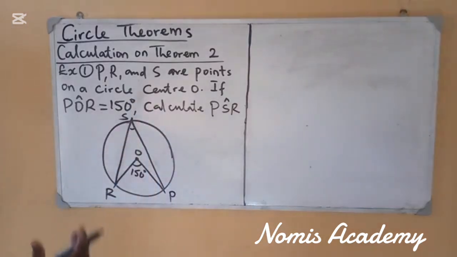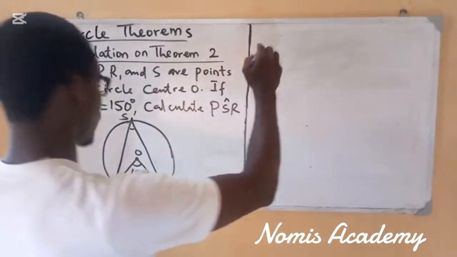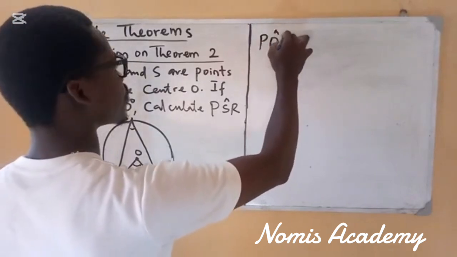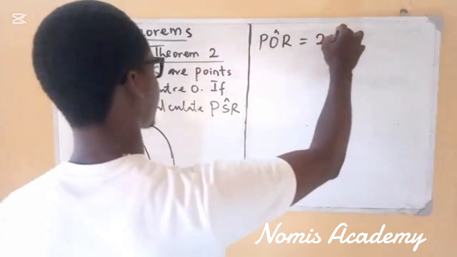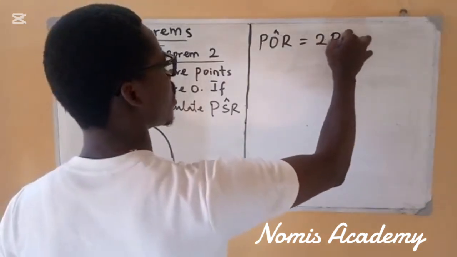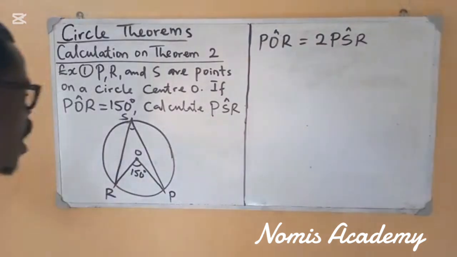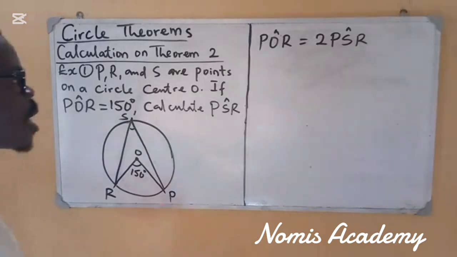Now you remember Theorem 2, it states that according to Theorem 2, we say that POR is 2 times PSR. So with that idea, we are going to solve the problem, and it's a very simple one.